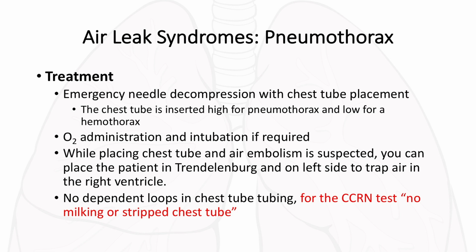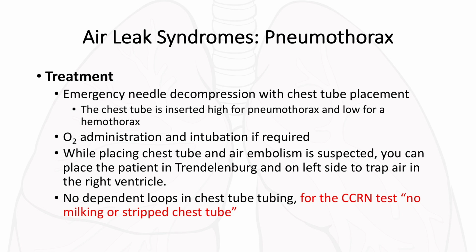So treatment for the pneumothorax is a needle decompression with chest tube placement. The chest tube is inserted high for pneumothorax, and that's so the air can leak out through the high portion, because air is going to travel against gravity because it's buoyant. And then you put it in low for hemothorax. So the blood does not travel high, it travels low because of gravity. So that's pretty self-explanatory there. And then you have O2 administration and intubation if it's required.